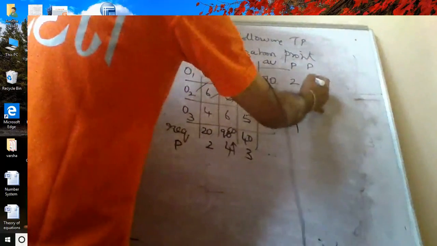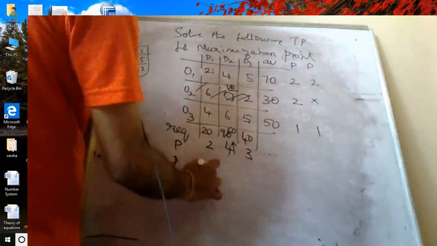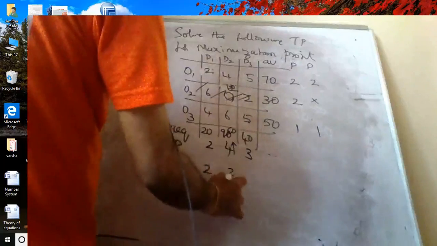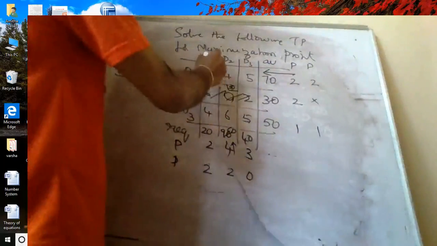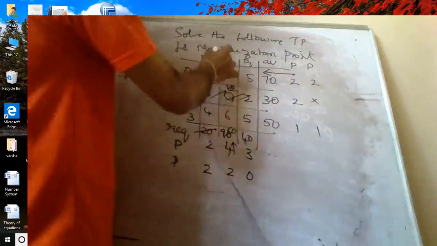Next again penalty: 2, 1, 2, 2, 0. There is a tie. You can take anything you like. Okay, I'll take this. Whenever there is a tie, I have told, lowest cost to 20. So 50.